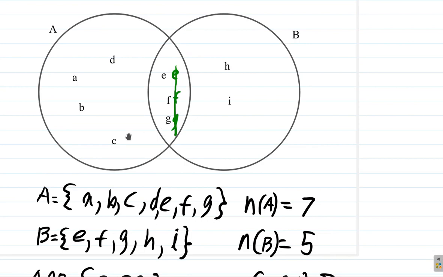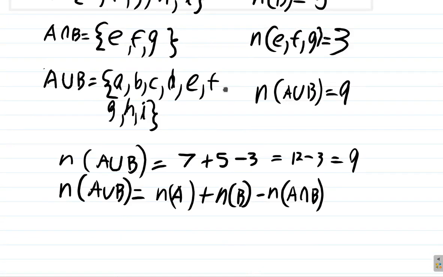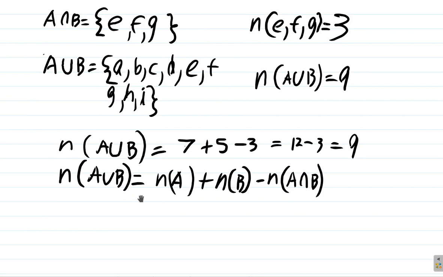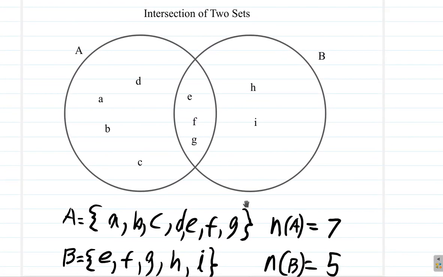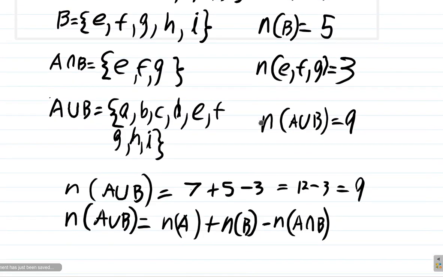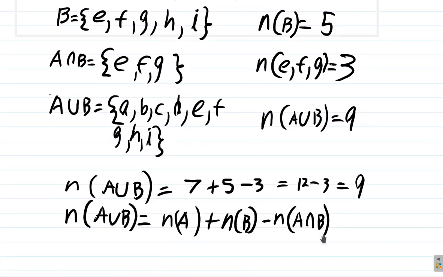Alright, the intersection. We subtract that to get this equation. The number of elements in A union B is the number of elements in A plus the number of elements in B minus the number of elements in A intersect B. So we use this example to show that this equation will work.